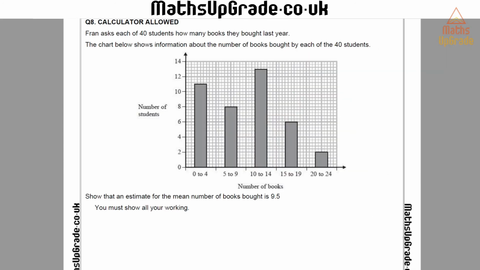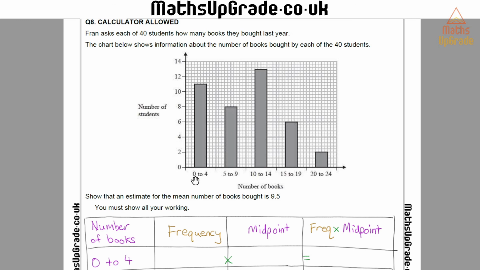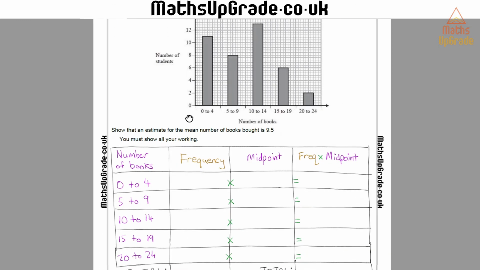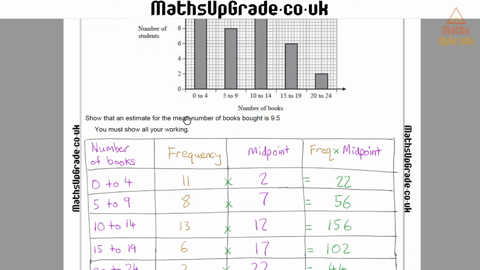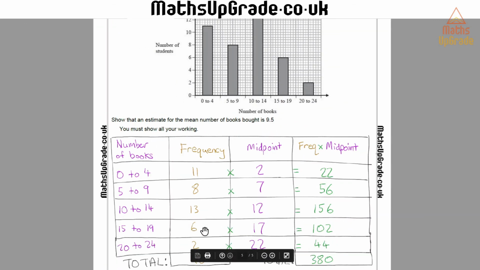Question 8 involves a bar chart as well as group frequencies. So Fran asks each of 40 students how many books they bought last year. The chart below shows information about the number of books bought by each of the 40 students. So you can see here, this group here had a frequency of 11, this group here had a frequency of 8, and so on and so forth. So what I can do, I can create a table which shows the number of books, 0 to 4, 5 to 9, etc., and the frequency, just reading off the heights of each bar. That gives me 11, 8, 13, 6 and 2.